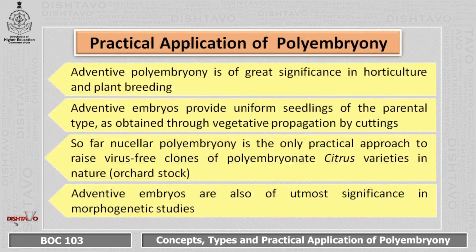Practical application of polyembryony. Adventive polyembryony is of great significance in horticulture and plant breeding. Adventive embryos provide uniform seedlings of the parental type, as obtained through vegetative propagation by cuttings. However, nucellar seedlings of citrus furnish better clones of orchard stock than cuttings. This is because the nucellar seedlings have a taproot and therefore develop a better root system than the cuttings. The latter have only a small lateral root system.